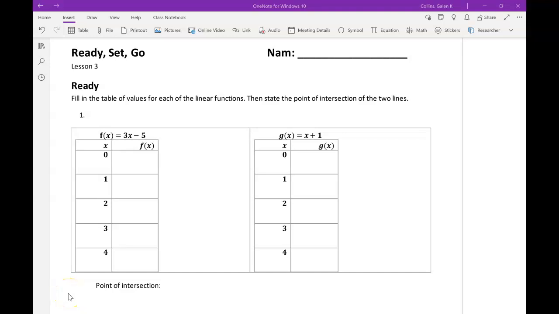All right, this video is for the Ready portion of the Unit 3, Lesson 3 Ready, Set, Go practice. And at the top, please put your name.